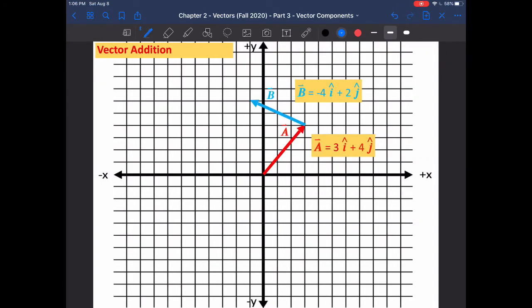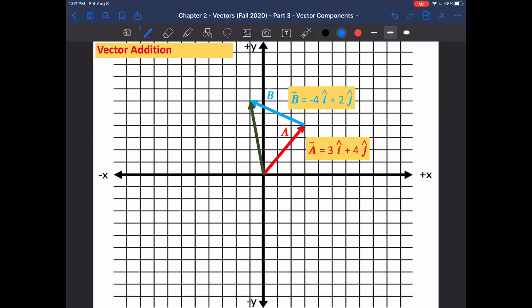Now if I want to add together these 2 vectors, we can do it the pictorial way we learned in the previous video. I can use the tail to head method. I can draw A, draw the tail of B on the head of A, and then draw in my resultant vector, starting at the tail of A and pointing at the head of B. Okay, so that's one way I can add vectors.